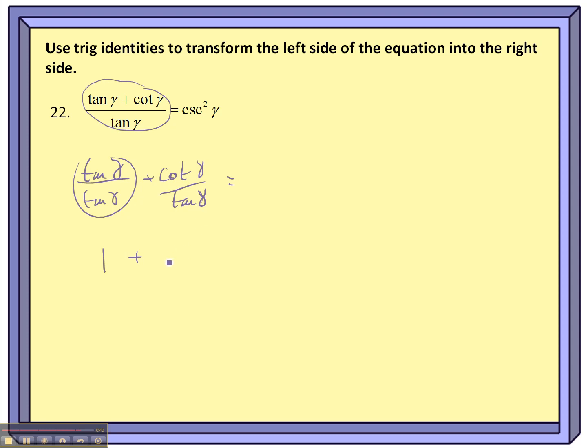I'm just going to do some substitution like this. I'm going to make this cotangent over the reciprocal of tangent, which is 1 over cotangent. So I just substituted its reciprocal in there because I want to get this to be cotangent squared, which is equal to 1 plus cotangent squared, and that is one of the Pythagorean identities, which is equal to cosecant squared gamma. So it checks out. The end.